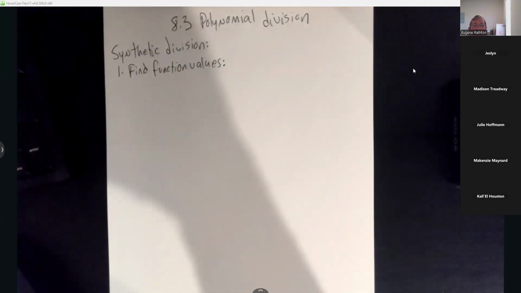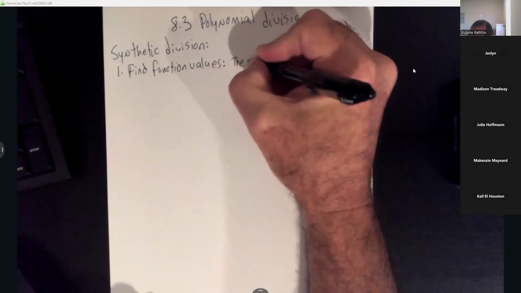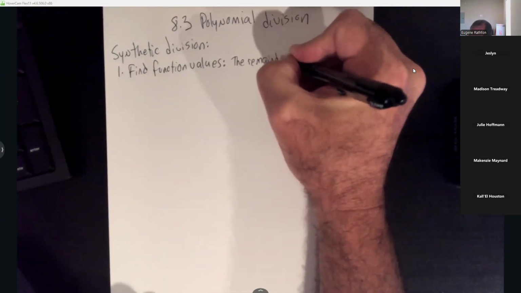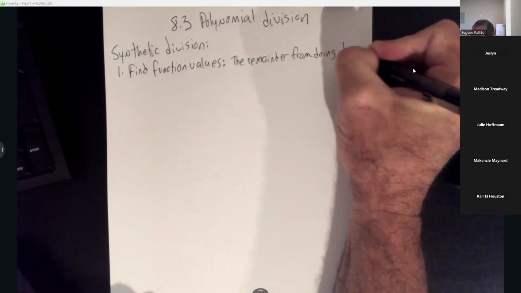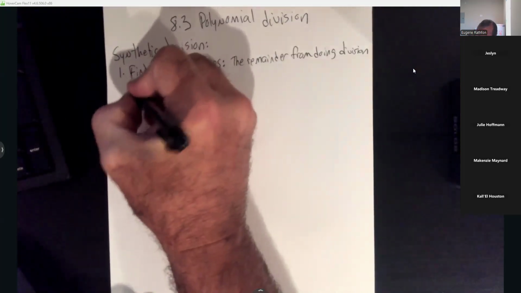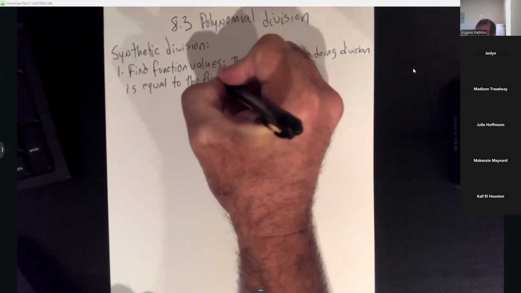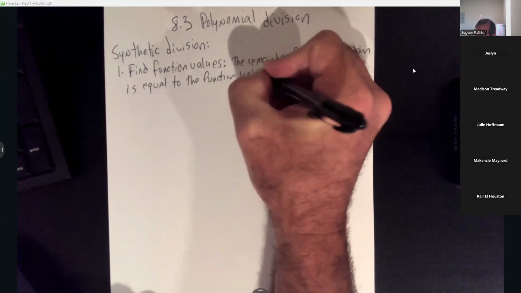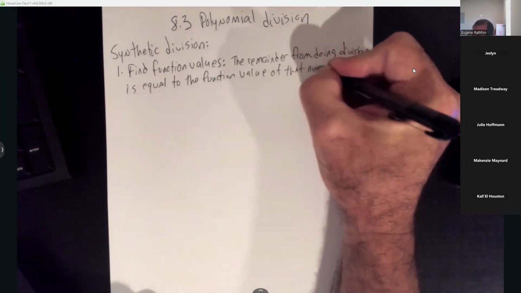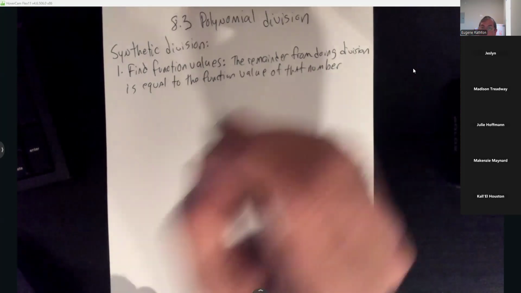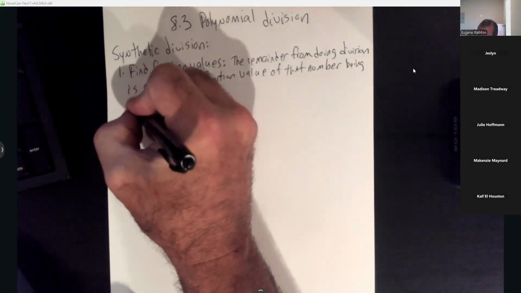And we got a little theorem that says the remainder from doing synthetic division is equal to the function value of that number being evaluated for the polynomial.